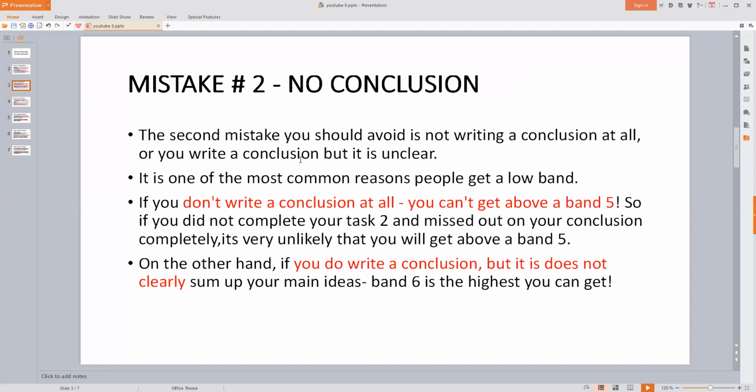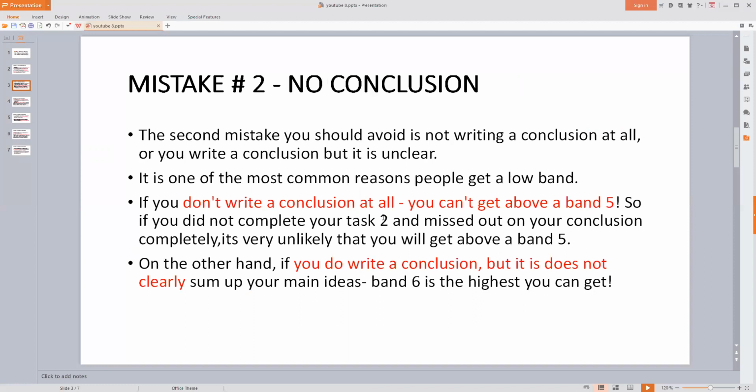Let's look at mistake number 2. The second mistake you should avoid is not writing a conclusion. This one is divided into 2 parts. Either you don't write a conclusion at all, or you do write a conclusion, but it's unclear. It's not very clear. Let me tell you guys, it's one of the most common reasons people get a low band.